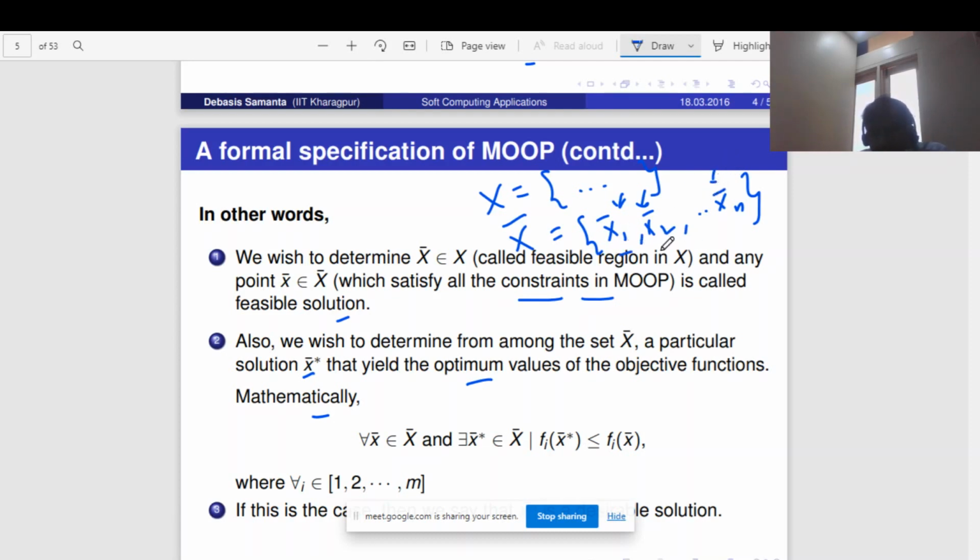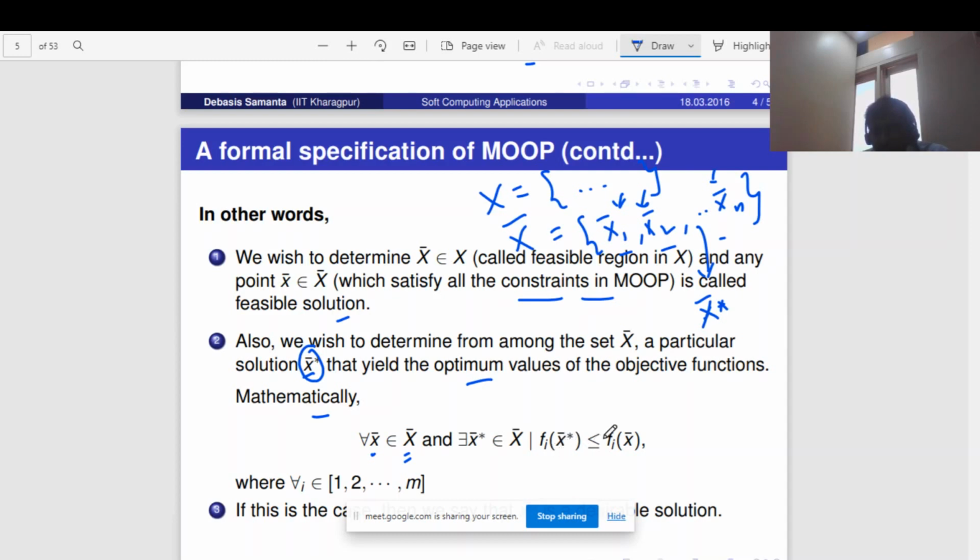Now from all these individuals you select one solution, that is called x dash star. You pick one individual that yields the optimal value for the objective function. That is the solution with which you are satisfied, an optimal solution. It is mathematically represented like this: for all small x dash belonging to capital X dash, there exists an optimal value x dash star, which is also a part of X dash.